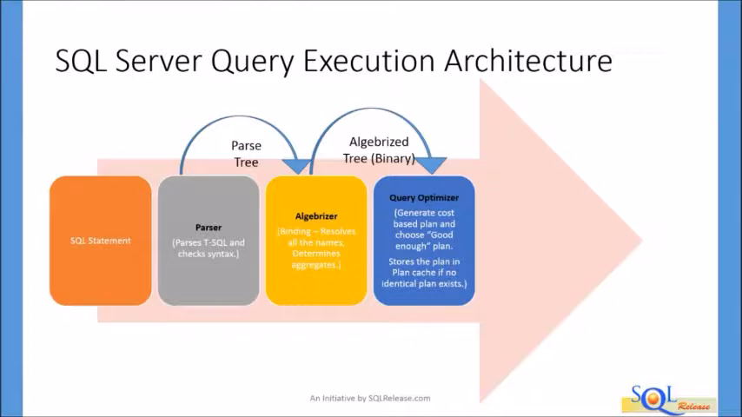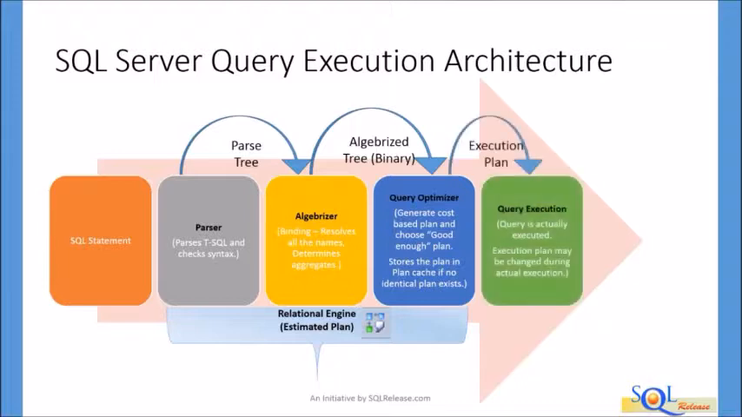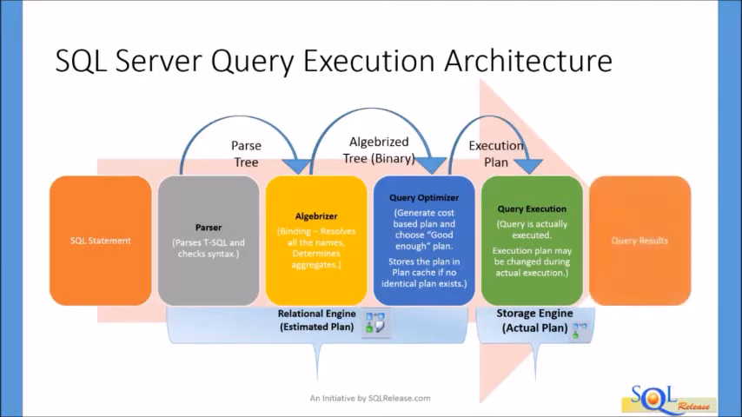Parser, Algebraizer and Query Optimizer are the components of Relational Engine, and at this stage we get the estimated execution plan for the query. This estimated query plan gets submitted to the storage engine, which actually executes the query using physical operators. And here we get the actual execution plan. In most cases, the actual plan and the estimated plan are the same. But sometimes, like in the case of deferred plans, the storage engine may decide to use a different plan during actual execution. And if this happens, we get a different actual plan than the estimated plan. Finally, we get the output here.